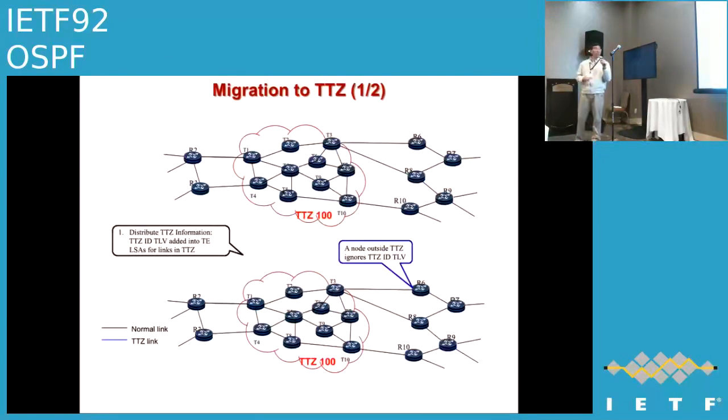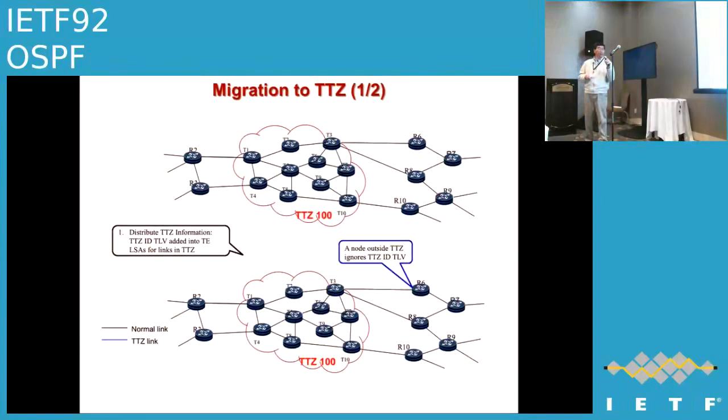With this option, we go through the details to see what happens when we migrate a cloud to TDZ. First we configure TDZ within this cloud. After configuration, we can trigger the distribution of TDZ information. For TDZ information, we just add a TDZ ID into existing TE LSAs. Each node inside the TDZ will distribute the TE LSA with this additional TLV. Any node outside will ignore this TLV because it is new and they don't know it. From this point of view, it's okay. But inside the TDZ, nodes will know because they are TDZ aware.